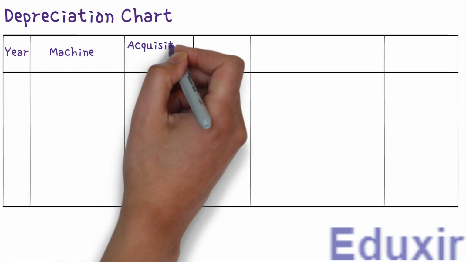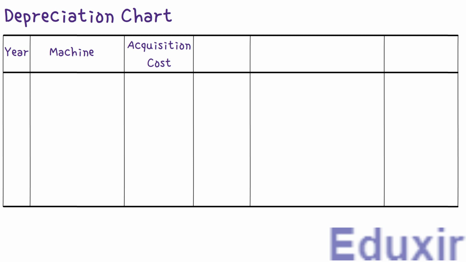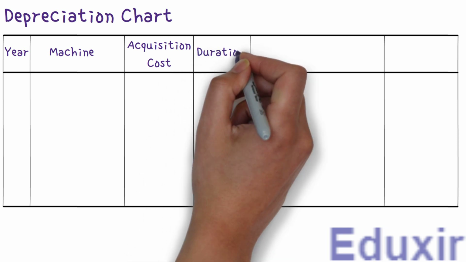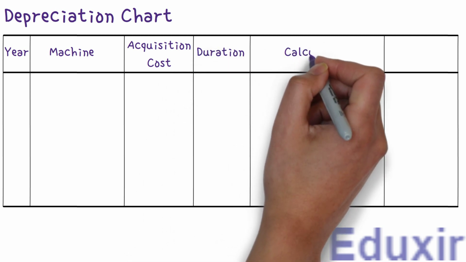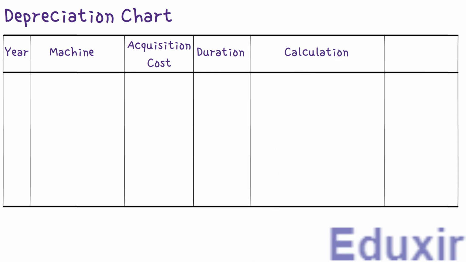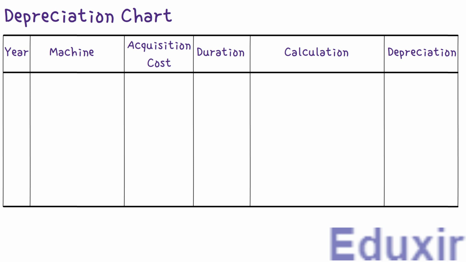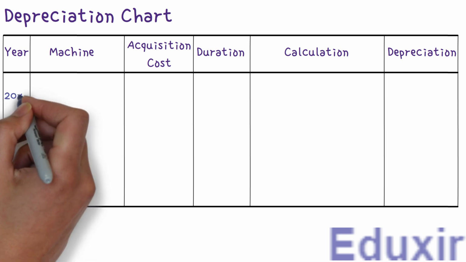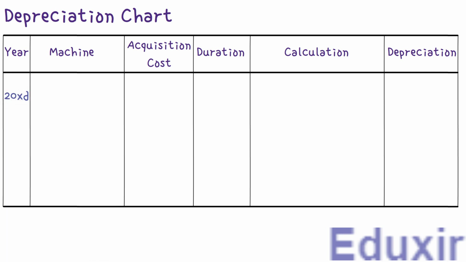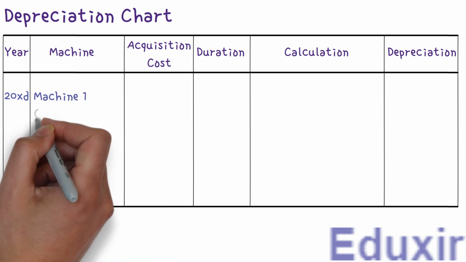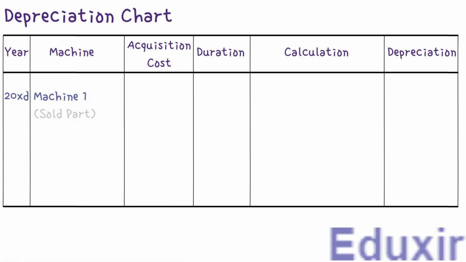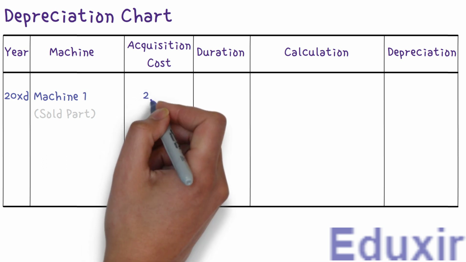acquisition cost, duration, calculation, and finally depreciation. Let us first write 2000 XD as the year in the year column. Let us then write machine 1's sold part in the machine column as we are going to calculate the depreciation only on the sold part of the machine among this group of machines. As per the problem, the acquisition cost of the sold machine is 2 lakh rupees.